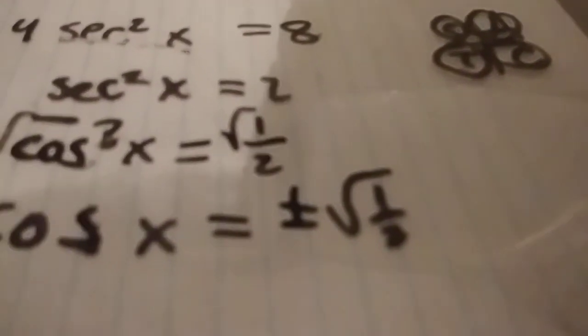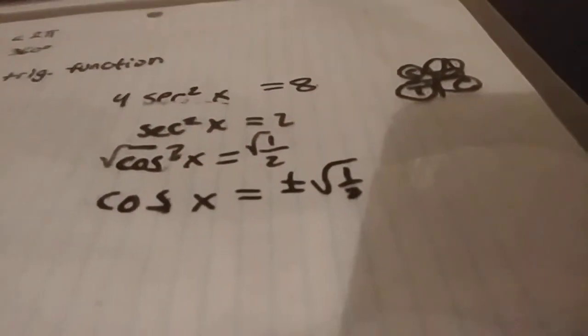Oh, sorry, I forgot to change this to cosine, because we did 1 over 2. Sorry about that. Okay, so cosine, once again, is x, so this is one that's kind of annoying. And 1 over square root of 1/2.